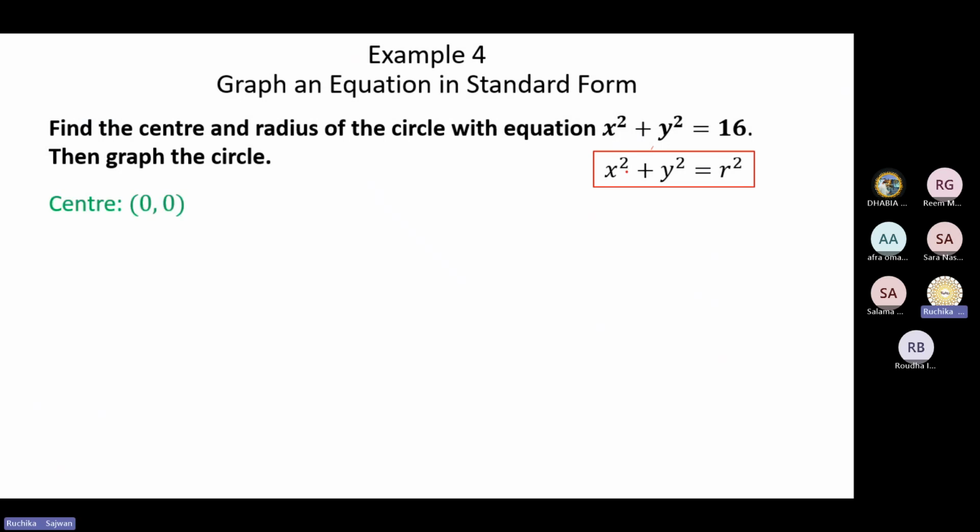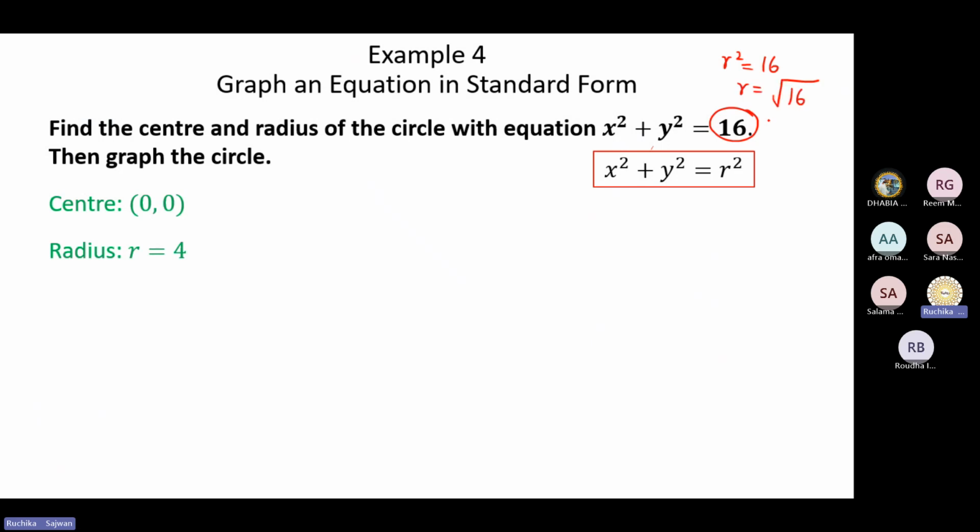Can I say the center is 0, 0, the origin? Yes. So the point where the x and the y axis meet, there we are going to mark the center of the circle. The radius is given by this side. This is actually r square. So if r square is 16, how much is r?